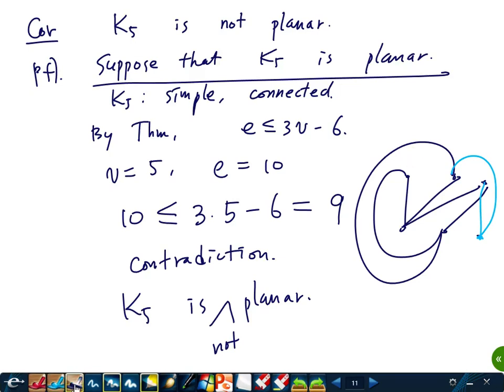If you want to show that some graph is not planar, you need to prove some property that every planar graph satisfies. So let's see if we can prove that K33 is not planar using the same theorem. For K33, it is still simple and connected. What is the number of vertices? 1, 2, 3, 1, 2, 3, so it's 6, right? What is the number of edges? 3 times 3, because we connect everything on one side to everything on the other side. 9, right?